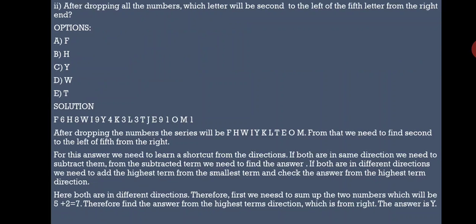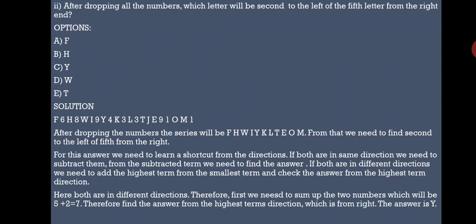Second question is, after dropping all the numbers, which letter will be second to the left of fifth letter from the right hand? The options are given. First write the question tab: F6H8W19, right? These are the question tabs. After dropping the number series, the term will be like this: FHWIYKLTEOM. So from that we need to find the second to the left of fifth from the right.